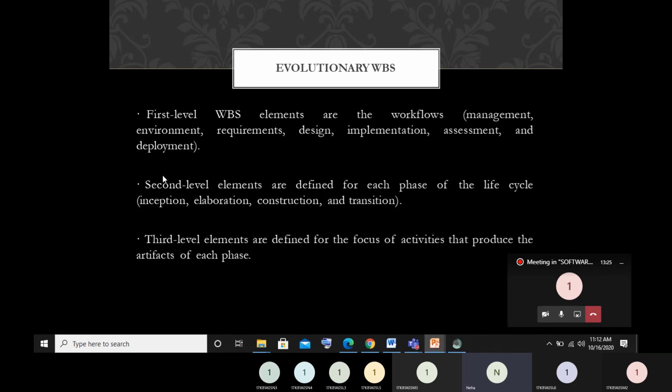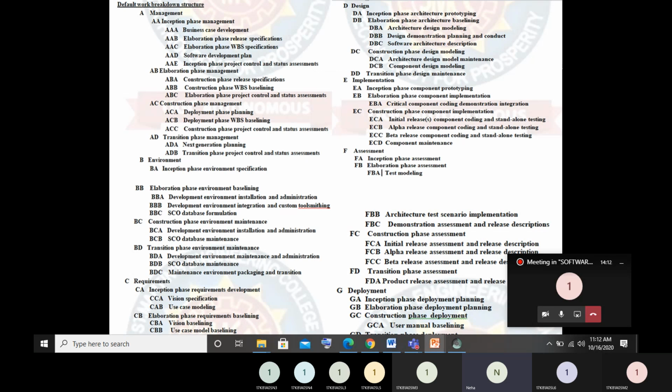At level number 3, we implement the artifacts of these 4 phases and the activities associated with these 4 phases. So in this way we have to organize our complete architecture. Organizing it this way helps us arrive at an efficient financial plan for the complete project, and we can schedule it in a proper way. Next, we get to know whom to assign responsibilities to, according to the tasks divided. So this is one default evolutionary WBS architecture we have seen.